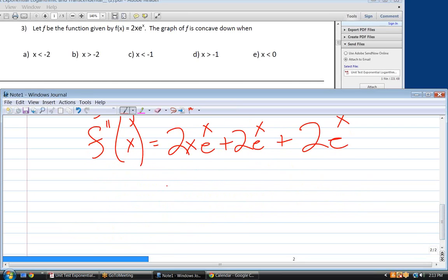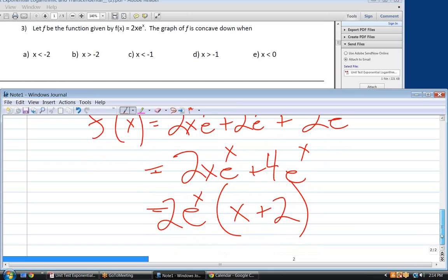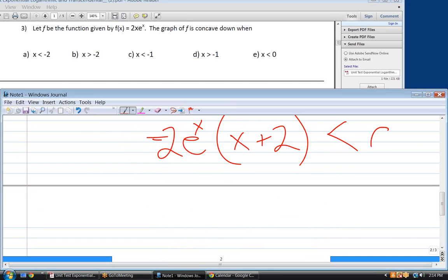What do we need that to be? For it to be concave down, negative, right? Yes. So we need this whole thing to be negative. We got 2x e to the x plus 4 e to the x. We can factor out a 2 e to the x, leaving x plus 2. And this all has to be negative, so less than 0.